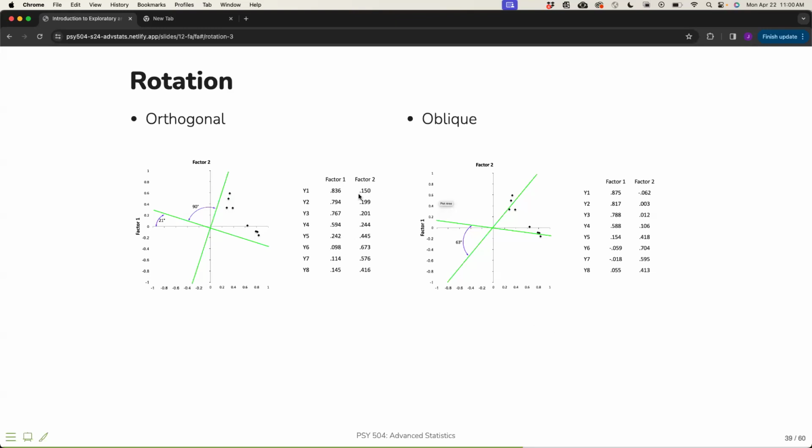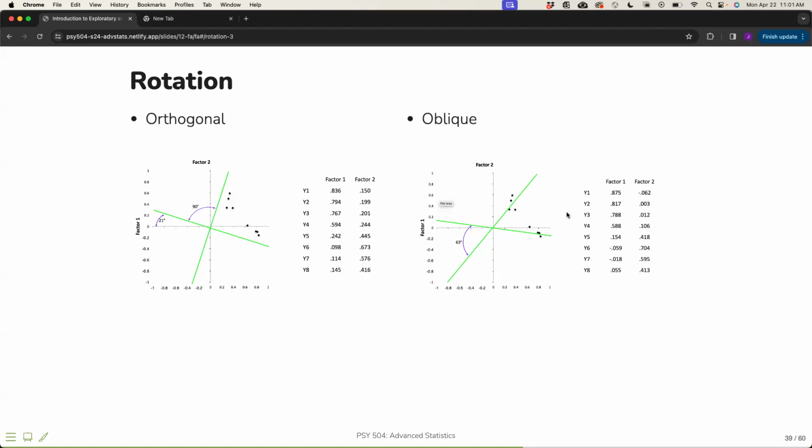So once we perform this rotation method, again, we see that the first 4 items load highly on factor 1 and lowly on factor 2. But now for items 5 through 8, there's a clear distinction between the factors. So we see here that item 5 now loads more highly on factor 2. Y6 loads more highly on factor 2, Y7 loads more highly on factor 2, and then Y8 loads more highly on factor 2. And we see that the factor loadings on factor 1 for those items have been minimized here. So again, this serves to make our interpretation more understandable.